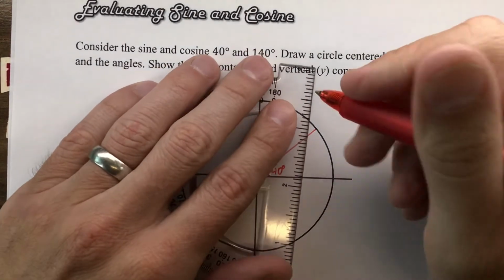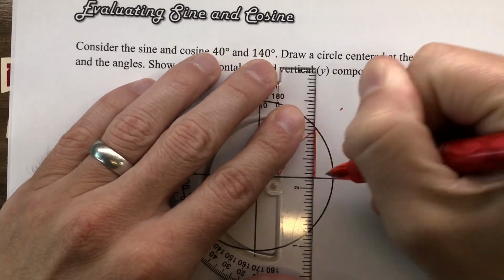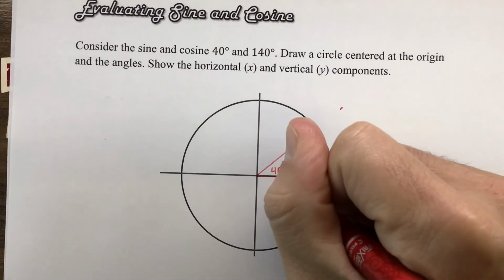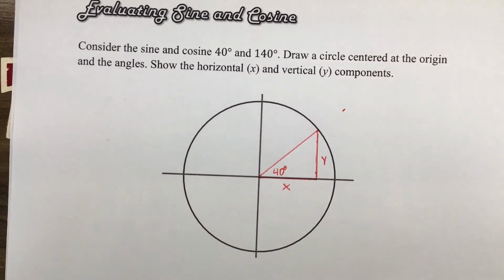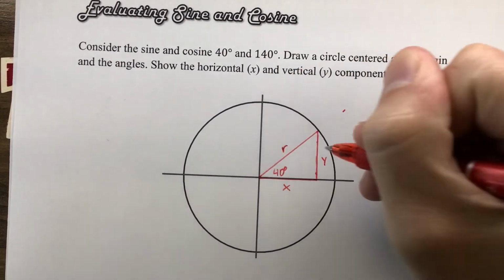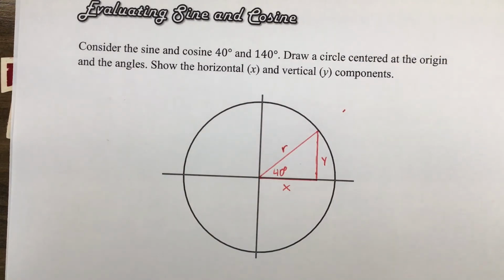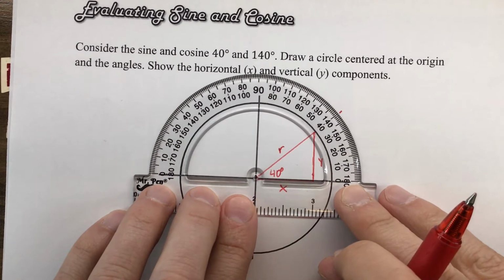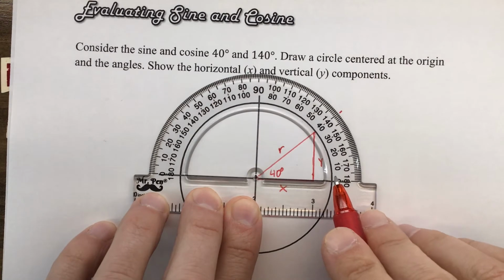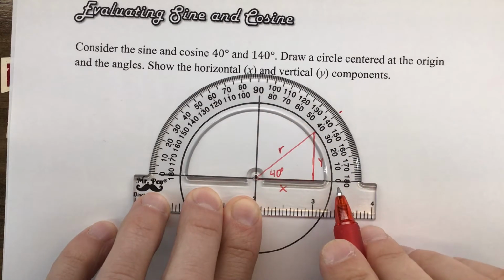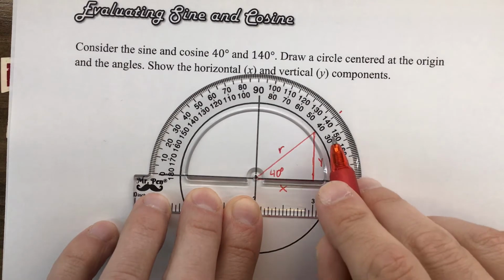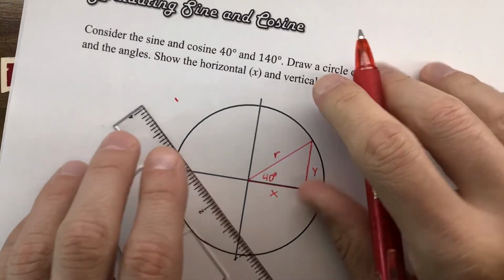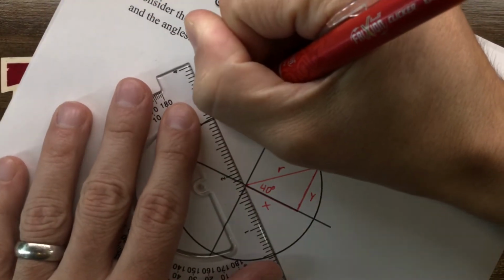In addition to that, I want to be able to see the x component that we have here and also the y component. And we might as well just go ahead and add an r for the radius. All right, so for 140 degrees, that would also be on the inside set of numbers. We're going to be counting up here, so we're going to count 0, 10, 20, 30, and so on. Once you get to 140, there we are. Going to go ahead and line that up.